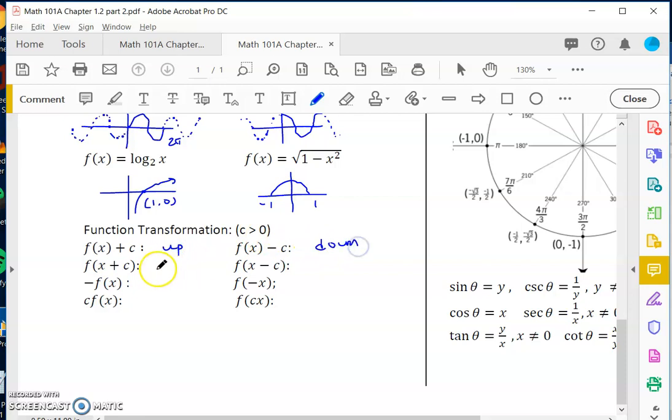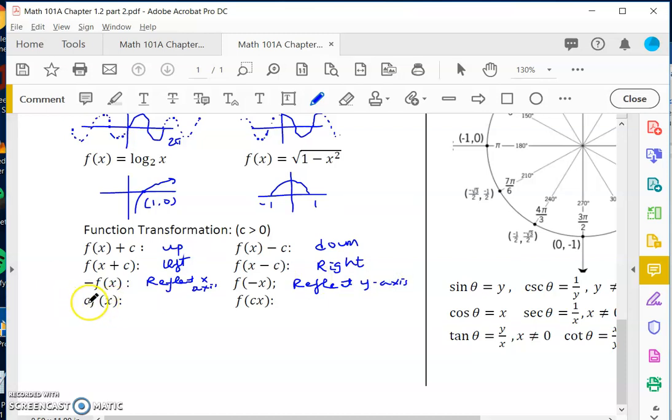If you add or subtract in the input x, then it is left and right. So plus c is going to the left, minus c is going to the right, a right translation or right shift. Multiplying a negative to the whole function gives a reflection over the x-axis. And if you're inputting negative x, then you would do a reflection over the y-axis.